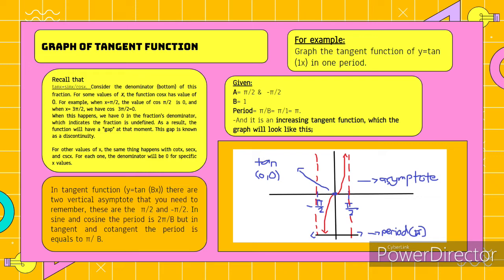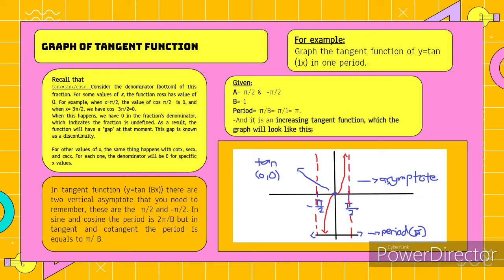In tangent functions, y is equal to tangent times bx. There are two vertical asymptotes that you need to remember. These are pi over 2 and negative pi over 2. In sine and cosine, the period is 2 pi over b, but in tangent and cotangent, the period is equal to pi over b.